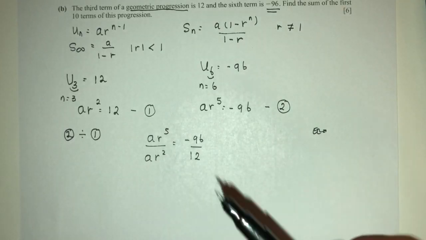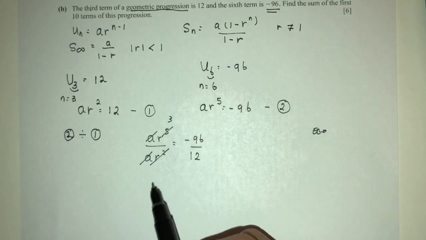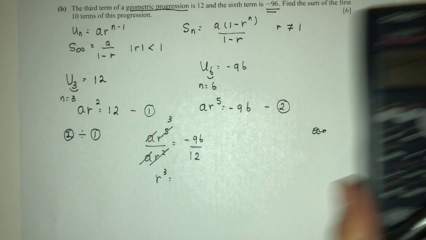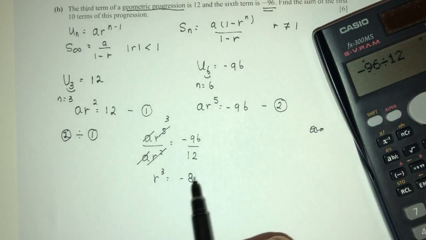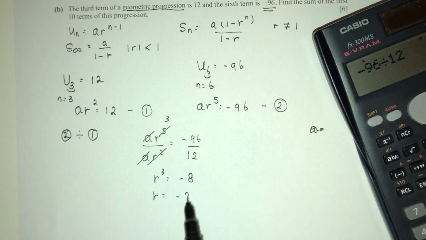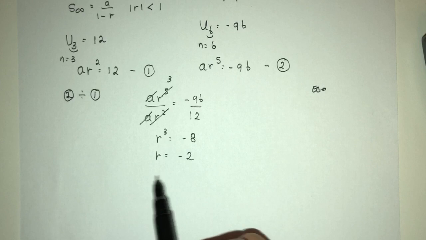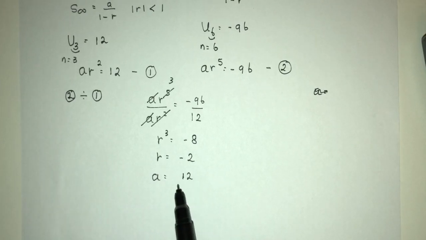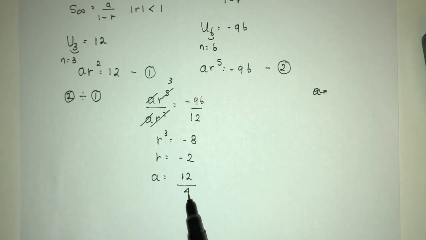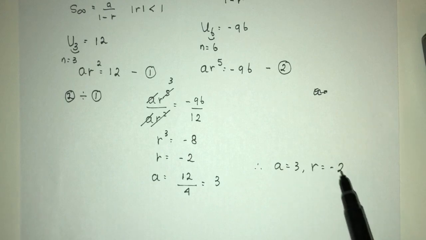So now I can simplify. The a's go away. You have r^3 will be what? Minus 96 divided by 12, that should be minus 8. So r is minus 2. From this, I can find the values. So r is minus 2, a will be what? 12 divided by 4. That should be 3. So realize a is 3 and r is minus 2.